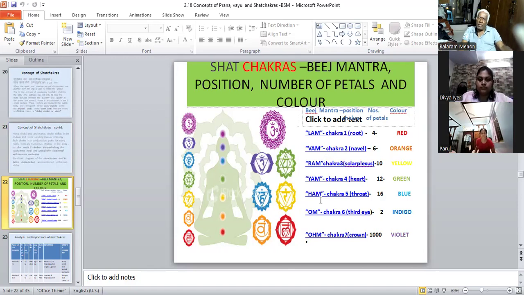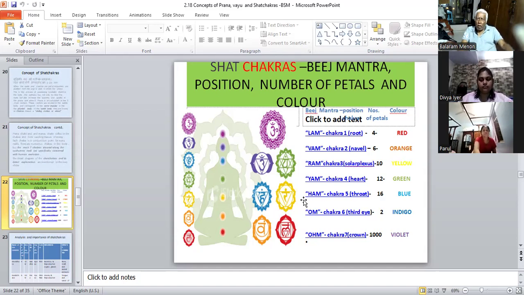Which is the gland which activates? Throat. Which is the gland which activates? Thyroid. Thyroid and? Parathyroid. Which is the hormone which secretes? Thyroxine and parathyroxine.